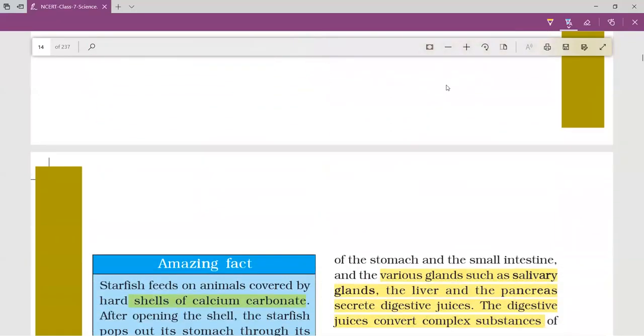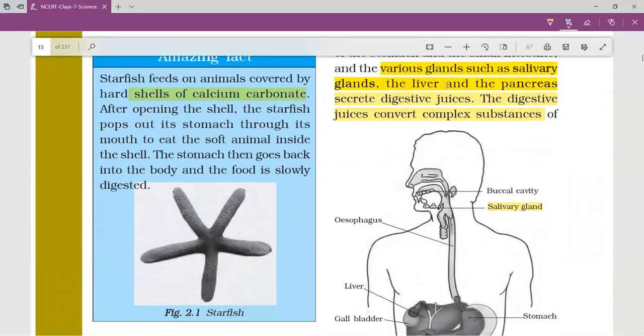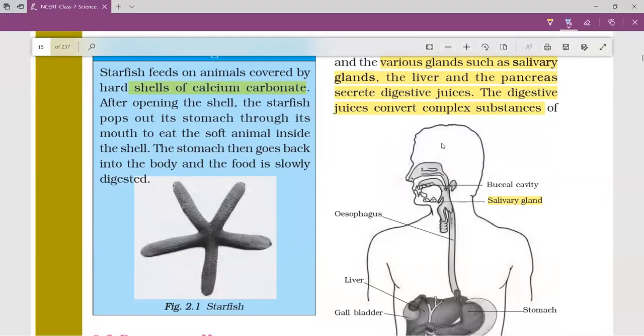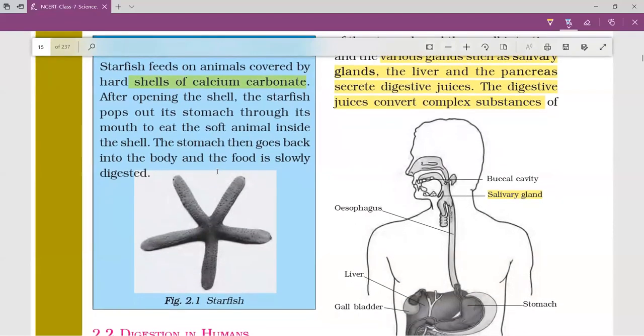Here you will see a blue table, and in it a picture of a starfish. The starfish eats hard shell animals. For eating hard shell animals, the starfish needs to pop out its stomach from its mouth. Whenever it sees the prey, it pops out its stomach and takes the prey, and again its stomach goes back into the body. This is the way it takes its food.